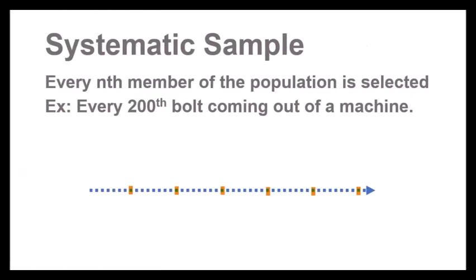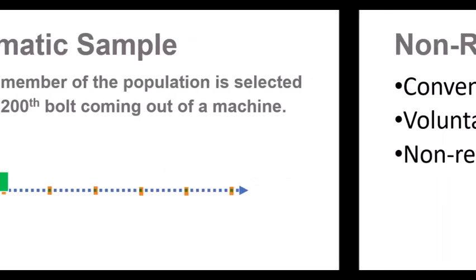The last random sample method that we'll look at here is systematic sampling. So this is where every nth member of the population is selected. For example, if you have bolts coming off of an assembly line, you could select every 200th bolt that comes out to do quality testing. I'll also just briefly mention here multi-stage sampling, which is sort of a combination of different sample methods. I'm not going to get into that one here, but it can sometimes combine different sampling methods.